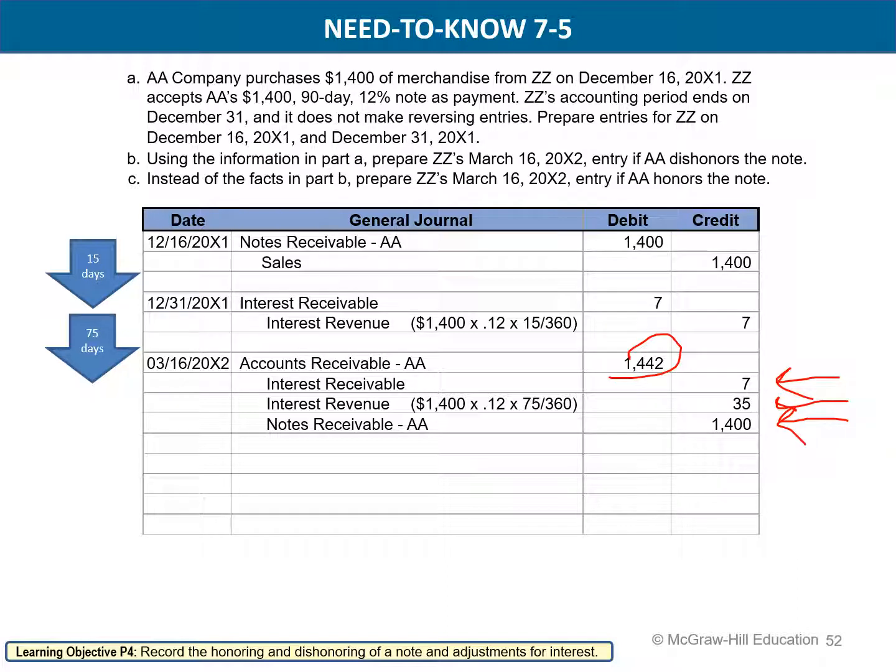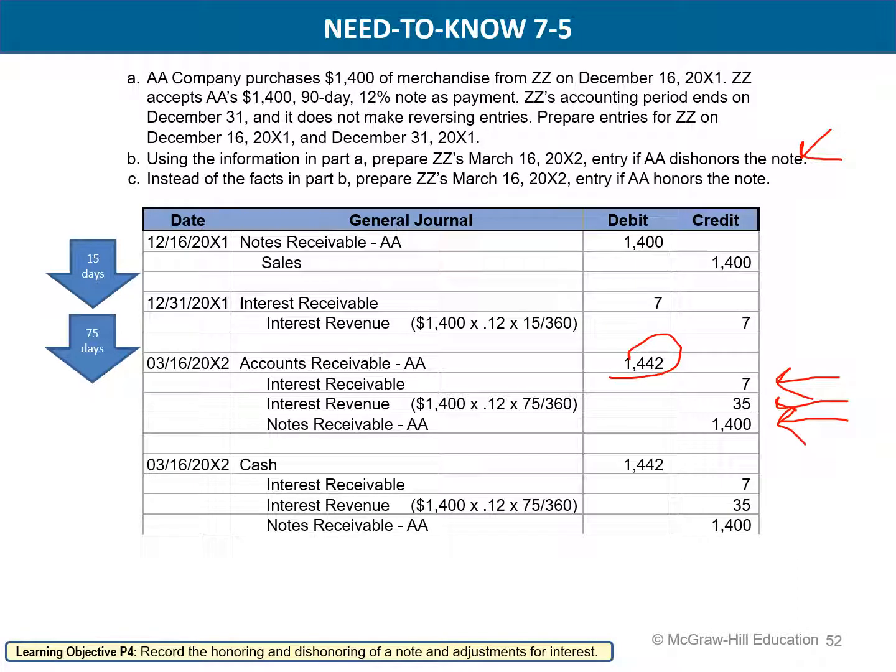That would be assuming that they dishonor the note. We're putting it back in receivables, right? If instead they honor it, that becomes a debit to cash, but all of these items remain the same. That's the only difference between honor and dishonor. The entry is exactly the same, it's just whether you debit cash or you debit accounts receivable. Okay?